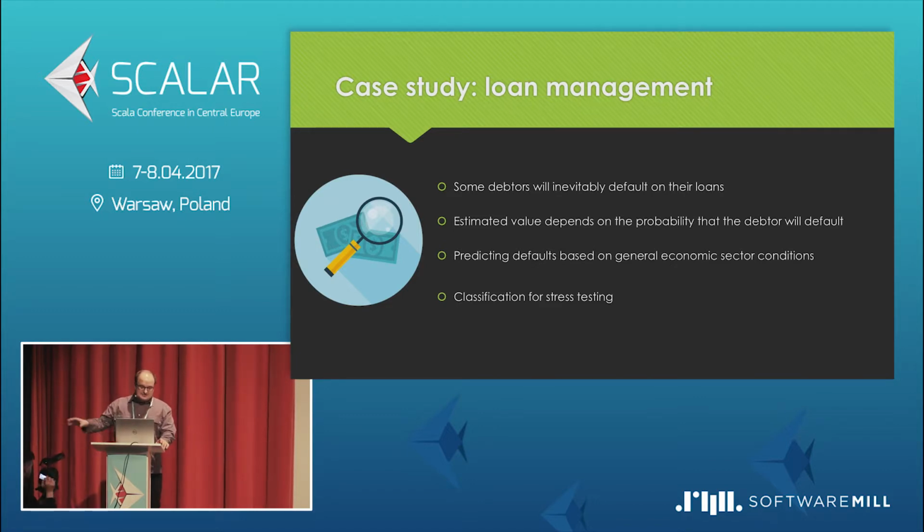And the last thing the application will do is, let's say that we're under some kind of stress testing and external auditors want to check that we don't have too many toxic loans. So it will take these already predicted probabilities and classify the loans in terms of very dangerous, not so dangerous, pretty healthy, very healthy. Okay.